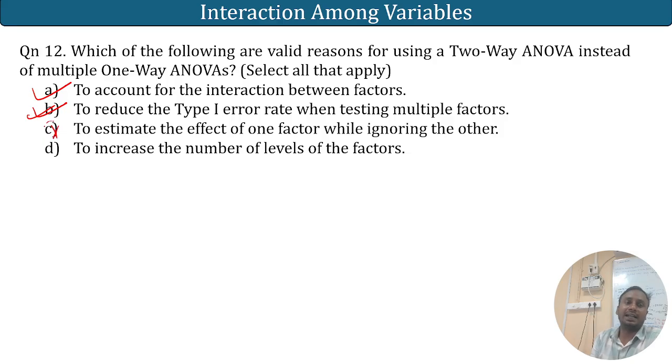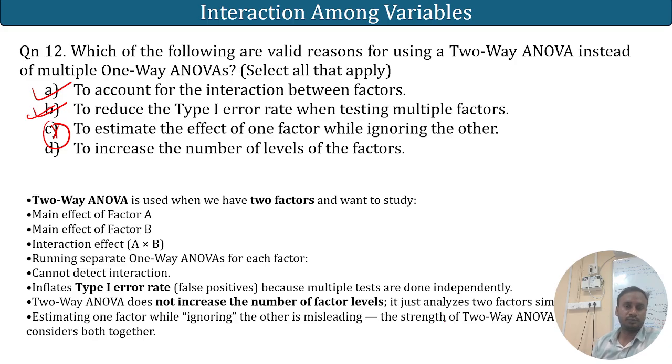To estimate the effect of one factor while ignoring the other? No. The idea of two-way is not to increase the number of levels of the factor, and it does not inflate the type 1 error. Two-way ANOVA has the main factor A, the main factor B, and the interaction effect. Running separate ANOVAs, we can't detect the interaction, and that's going to inflate the error. Two-way ANOVA does not increase the number of factor levels, it just analyzes the factor levels. So this can't be the answer, this can be. So we have two options that are correct, is it? Yes, sir.